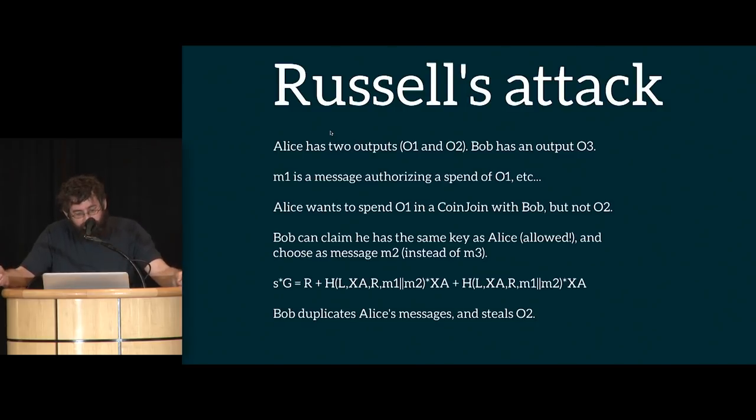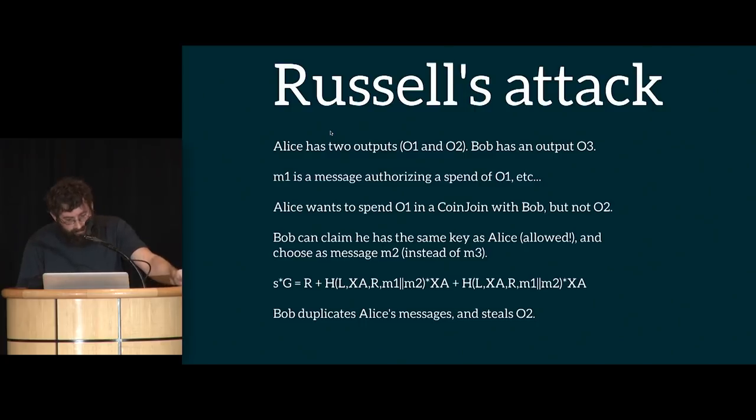And he chooses as message M2, the message that authorizes the spend of Alice's second output, instead of M3, his own output. And you may claim that, well, it is perfectly possible to modify the protocol where you say, don't ever sign something where someone else is claiming to have your keys. But this is really a higher level construction, and we would very much like the underlying protocol to protect against this sort of situation. So if you now look at what the validation equation becomes, you see that X_A, so Alice's public key, appears twice, and the concatenation of the two messages appears twice.